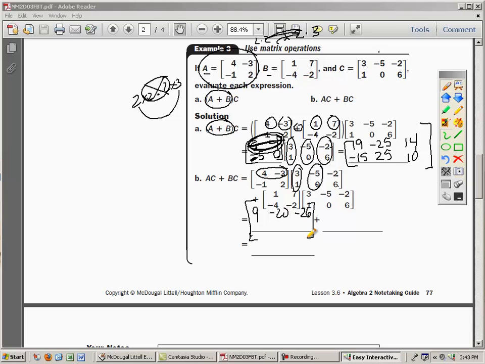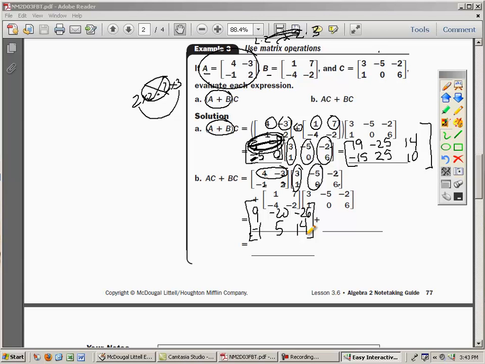On the second row, negative 1 times 3 is negative 3. 2 times 1 is 2, so that becomes negative 1. Negative 1 times negative 5 is positive 5. 2 times 0 is 0, so this is positive 5. And finally, negative 1 times negative 2 is positive 2, and 2 times 6 is 12. And so when I add 2 and 12, I get 14. So there's the first multiplication.